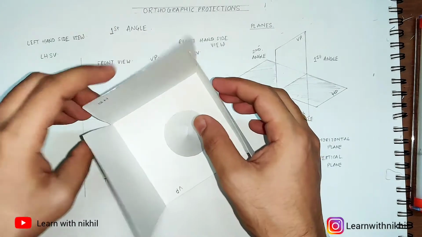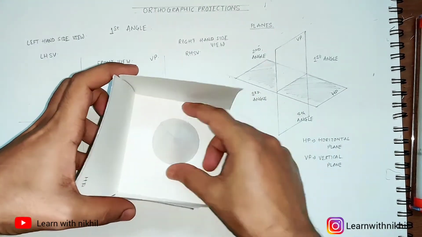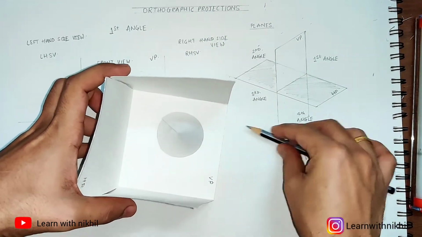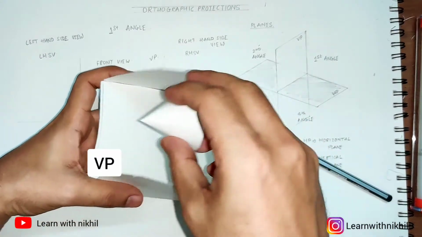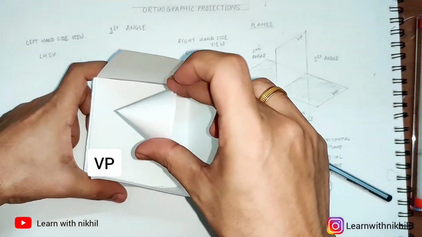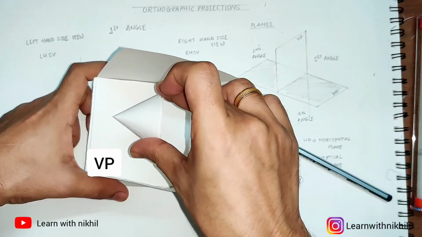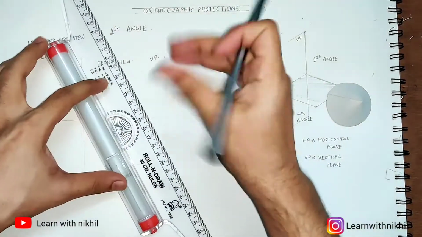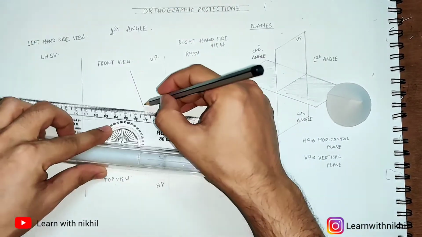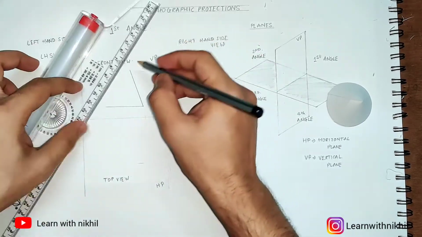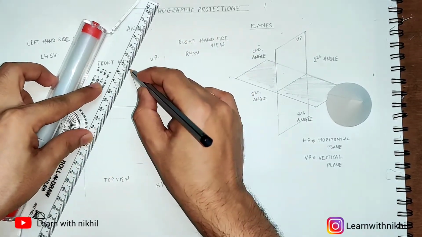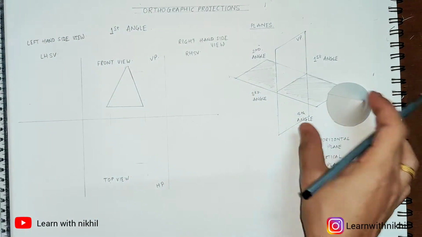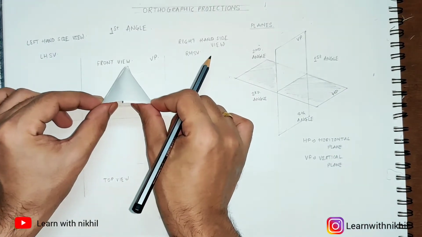If we place the cone in the first quadrant, in the first angle, and if we look at the front side, from the front side, the projection of the cone will be on the vertical plane and it will look like a triangle. So from the front side, if you look at the cone, it looks like a triangle. So the front view of a cone is a triangle, as you can see.